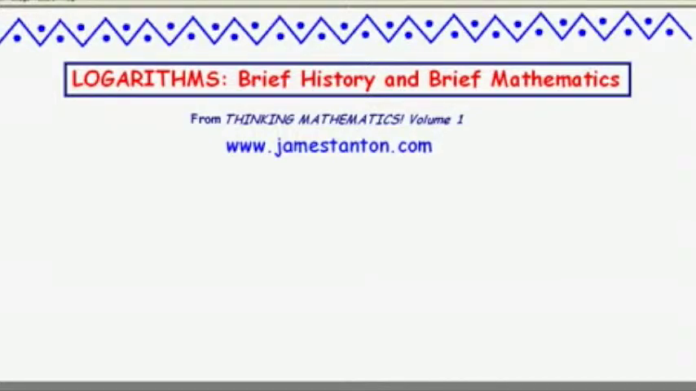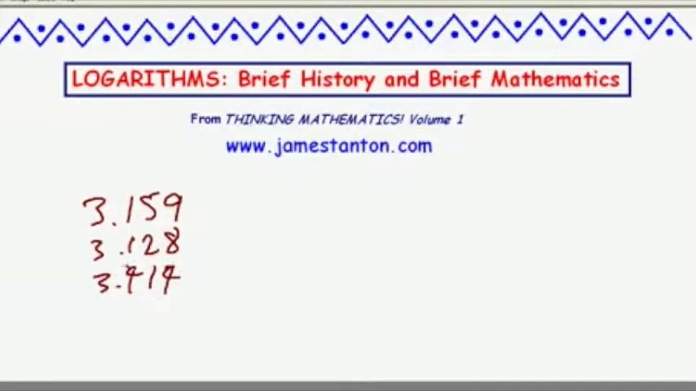In the 1400s and 1500s, scientific work was really going great guns. And scientists were often collecting data, measuring something like the motion of a star, and they found its position at some value of 3.159 degrees above the horizon one night, and that's 3.128 the next night, and 3.414 the next night, and so on.